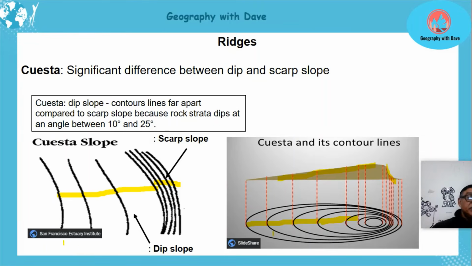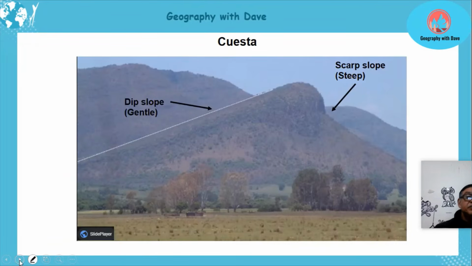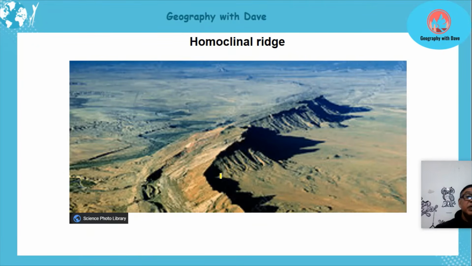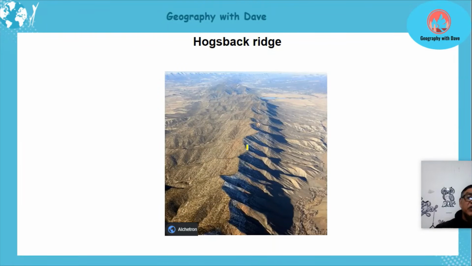Right, now let's look at the pictures again. Can you see? Big difference between the dip, which is gentle, and the scarp, that's your Cuesta. All right, and then we go to your Homoclinal. There's a lesser difference. That one was far more gentle on the Cuesta. Yeah, the gentle slope is a bit steeper compared to that one. All right, and then eventually we come to the Hogsback, where you can't really make the difference between the dip and scarp slope because the angle is 45 degrees.